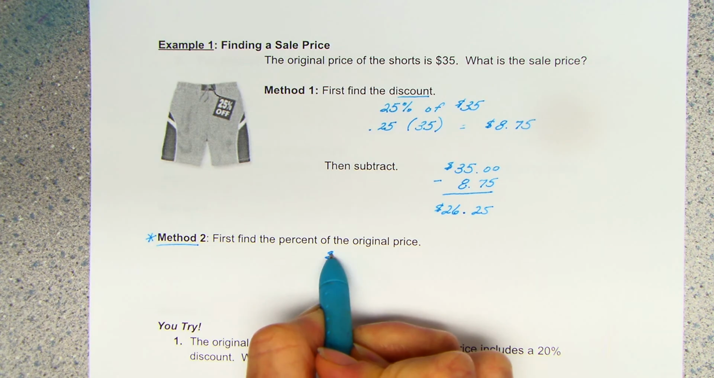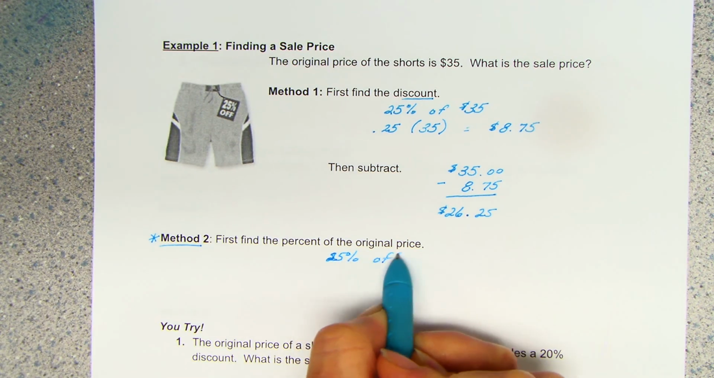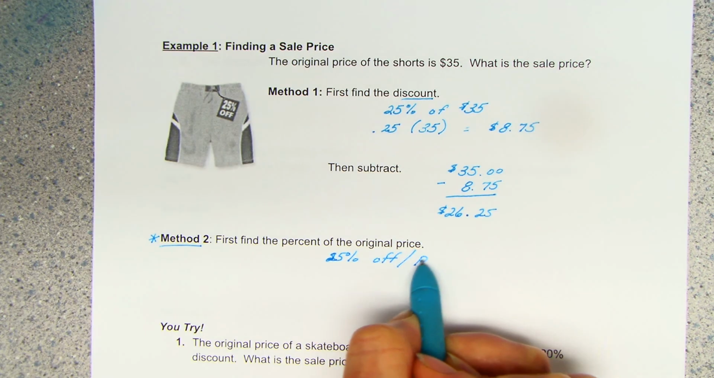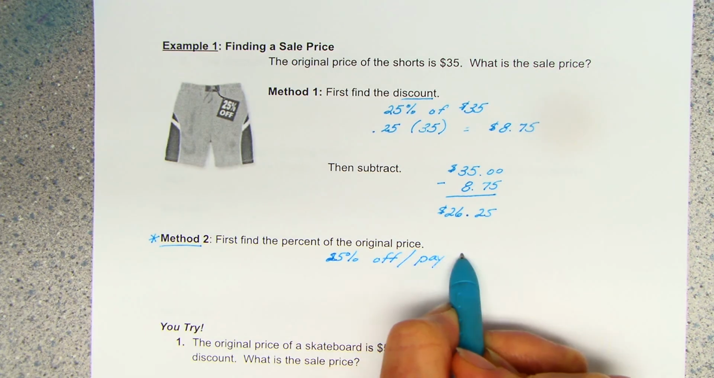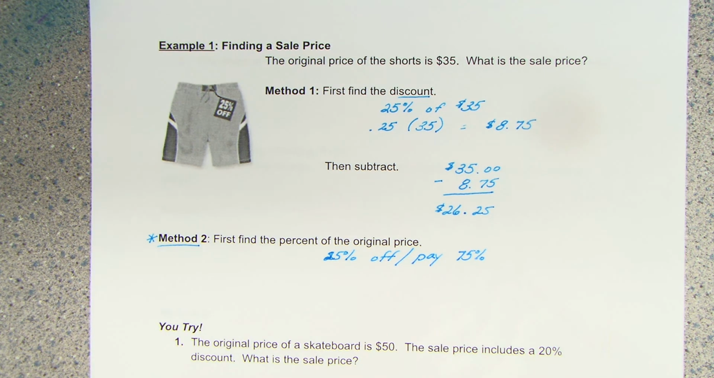If it is 25% off, then you are going to pay 75%. Right? Does that make sense?